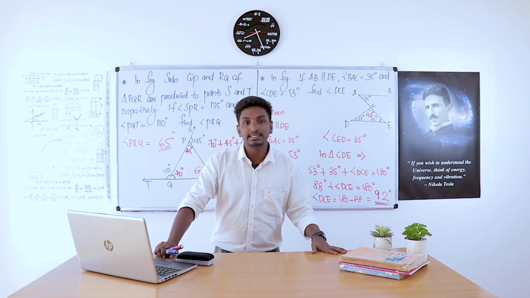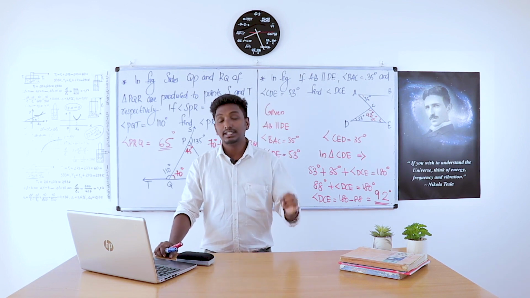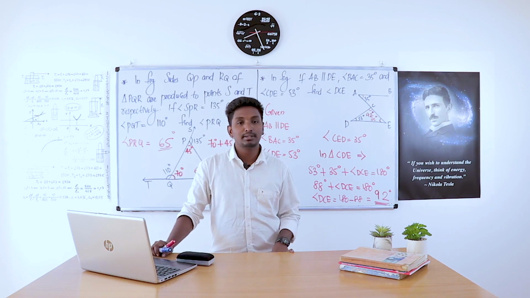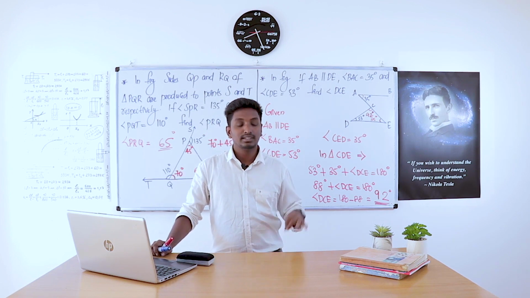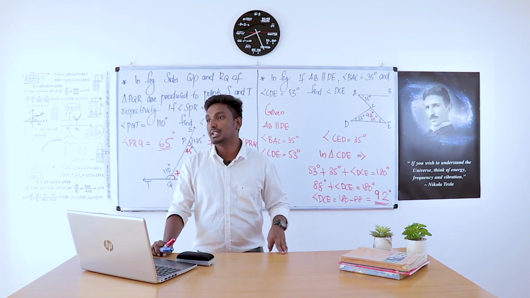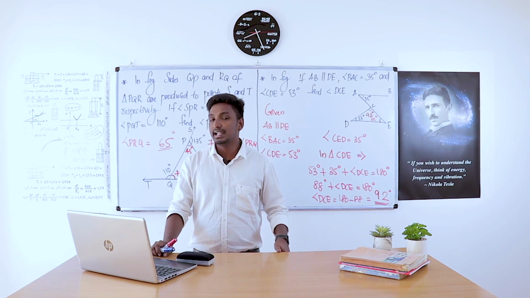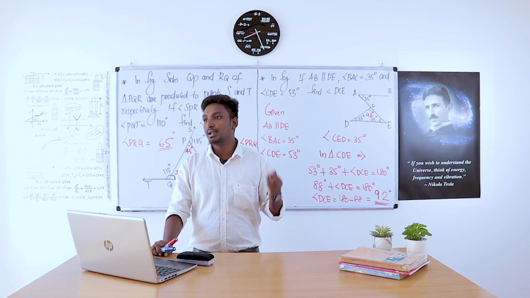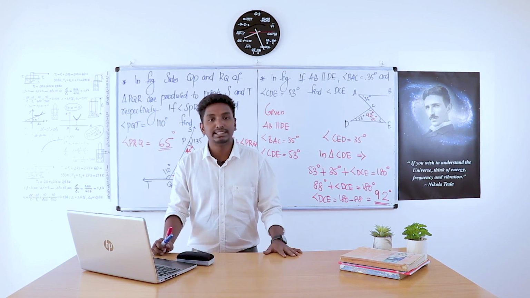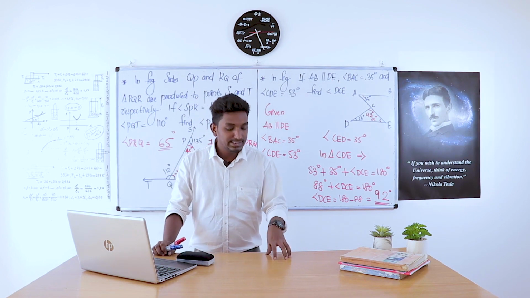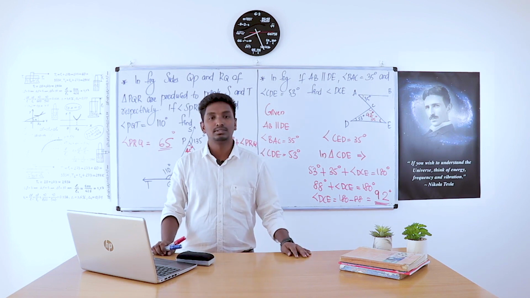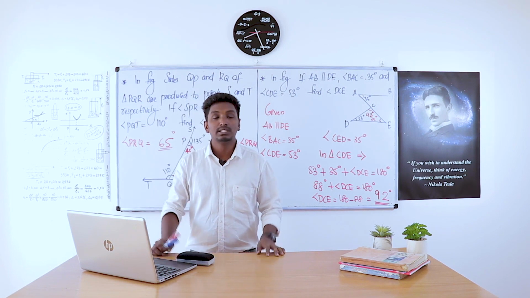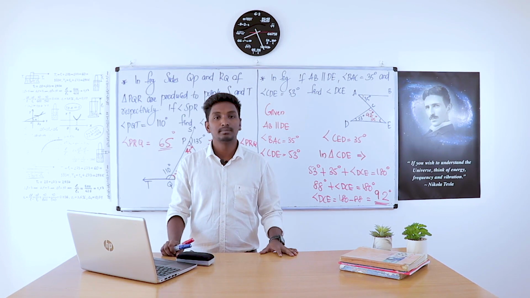What all have we studied in this chapter? First, we studied some basic terms related to lines and angles, such as line segment, ray, then types of angles: acute angle, obtuse angle, right angle, straight angle, reflex angle, then complementary and supplementary angles. These are the basic terms. Then we went through some theorems, and related to the theorems, we have solved some problems. That's all about this chapter.